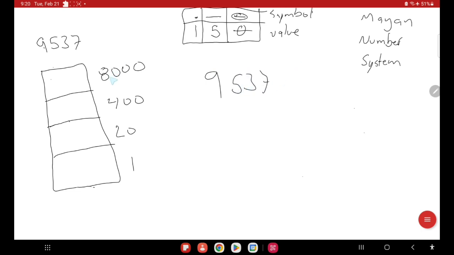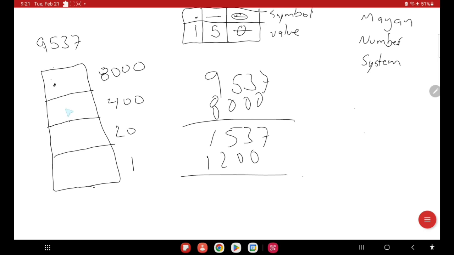9,537, try to figure out how many times 8,000 can go into it. And it can only go into it 1, and the symbol for 1 was the dot. So we're going to do our math here. Subtract that. We have that many left over. So we try to figure out how many times 400 will go into that. 4 times 3 is 12, and 4 times 4 is 16, so that's too many. So we're going with 1,200, so that means it goes into it 3 times.